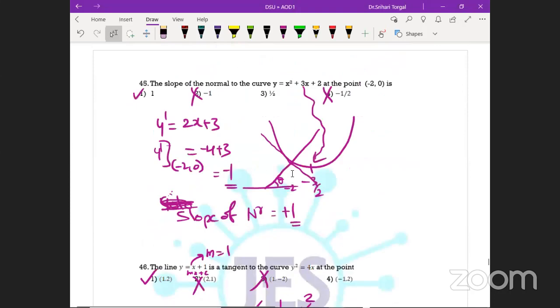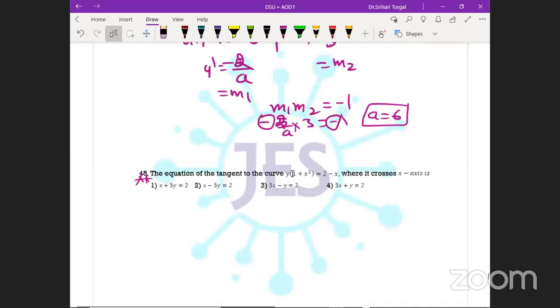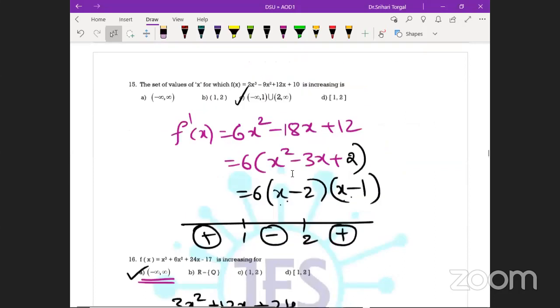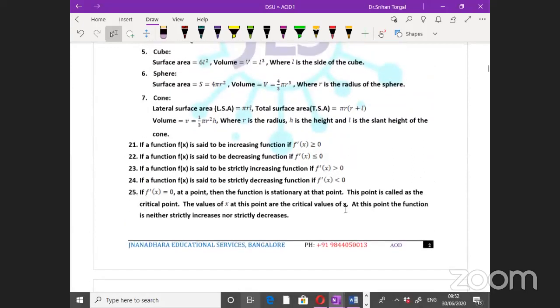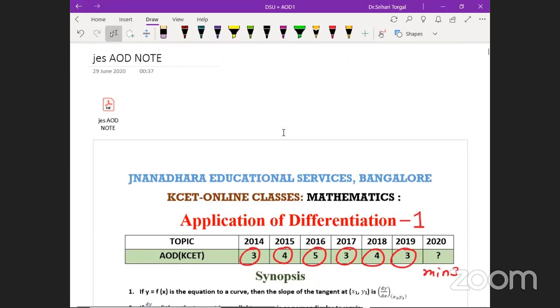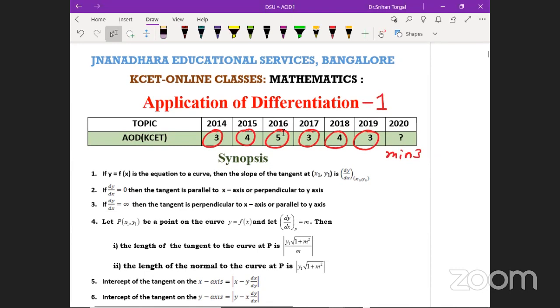Yes. In all the problems of application of derivatives, I have taken many problems so that they will be repeated, and because of that, those concepts will be clarified. Minimum 3 you can expect. And I have given the material in the WhatsApp group. You can check it out. I will send that shortcut PDF also in the Google Drive.